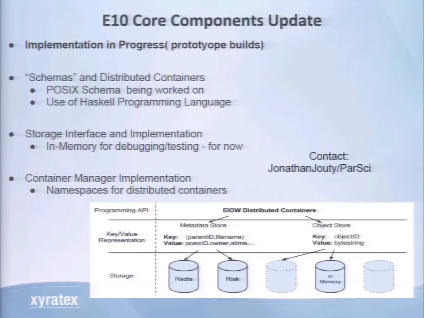So on the interfaces component, they have an implementation in progress. They're working on a prototype. This is fantastic news. The contact for this is Jonathan Jowdy. He works at Parallel Scientific. So they're using the Haskell programming language. They're working on a POSIX schema. And so with their storage interface and implementation, they're doing in-memory testing and debugging. And they've got a container manager, namespaces for distributed containers. And so it's exciting that they're getting a prototype going.